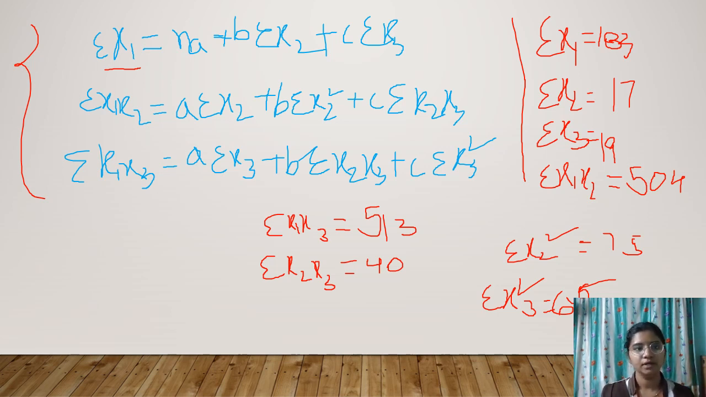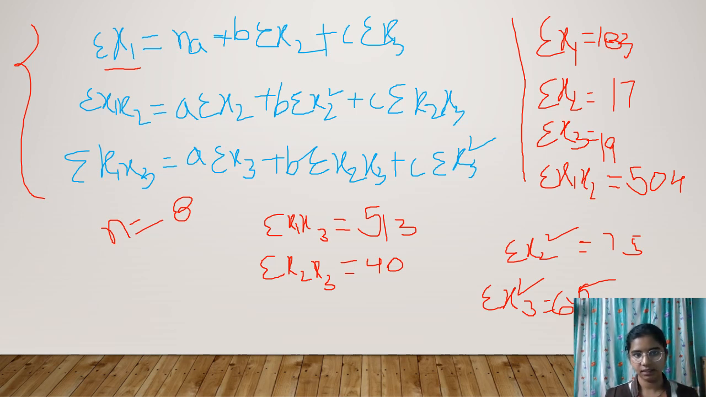Let's see how we can solve. Here sigma x1 is 183, and here n is the number of values. Number of values here is 8. Here n equals 8. In the table we have 8 records. So here the n value is 8, and sigma x2 is 17. Sigma x3 is 19.